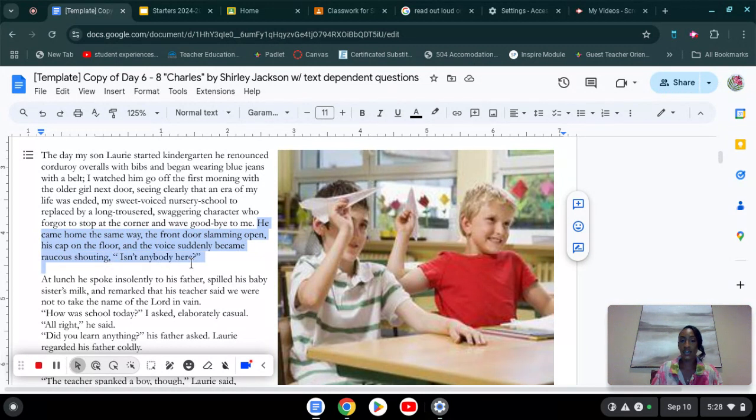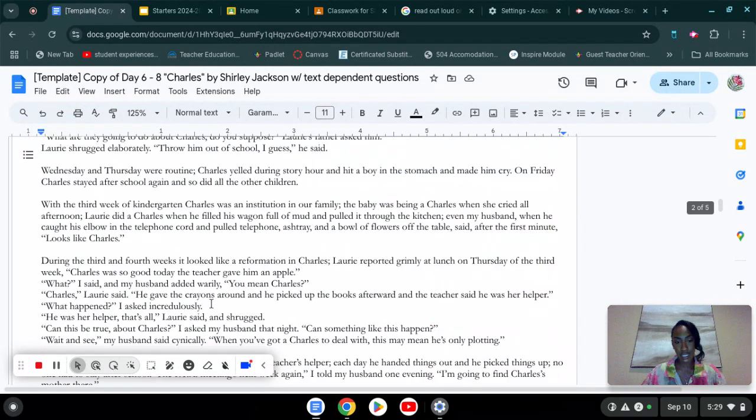So if we go back to question number 3, what do we think the word raucous means? So notice there's some context clues. It says the front door slamming open, and there's shouting. So what do we think the word raucous means? Because he went from a sweet, cute little boy to now he's slamming doors and he's yelling in my house. So if you said you think that the word raucous means loud, that's exactly what it means.